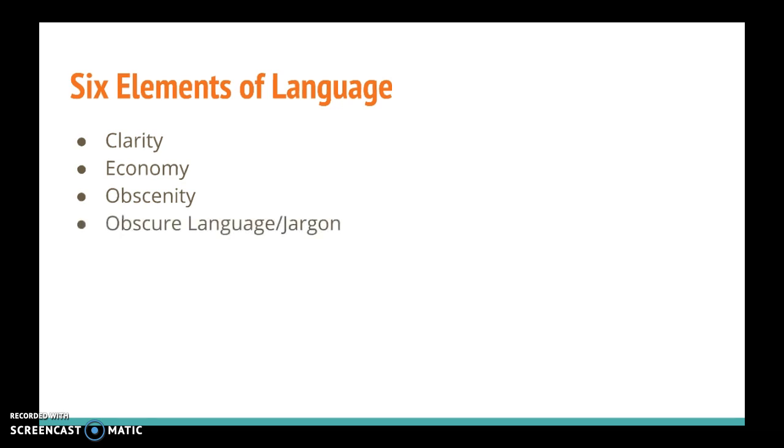We also want to make sure that we are avoiding the use of obscure language or jargon. And again, jargon is that language that is very specific to a topic area. So if we are using this jargon, we want to make sure that we are defining it for our audience so that they understand what we're talking about, right? Going back to the idea of clarity. So if we're using more obscure language, if we're using jargon, we always want to make sure that we define those terms for our audience.